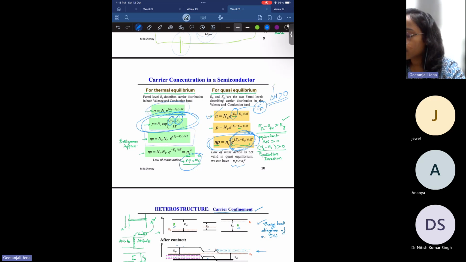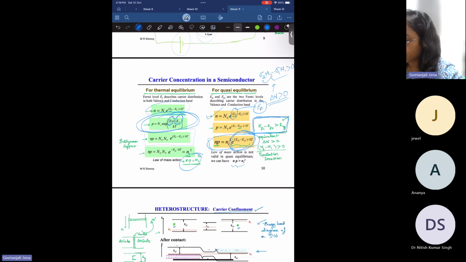If you write it more specifically, it should be sigma 2 n2 minus sigma 1 n1 greater than 0. And when sigma 2 is equal to sigma 1, then we can say delta n should be greater than 0. Similarly, in a semiconductor, what is the equivalent condition? This is the equivalent condition for lasing to happen in a semiconductor.